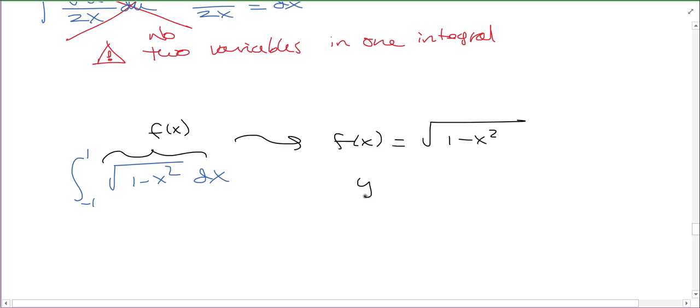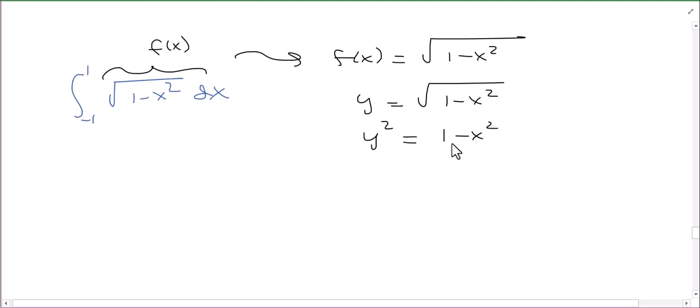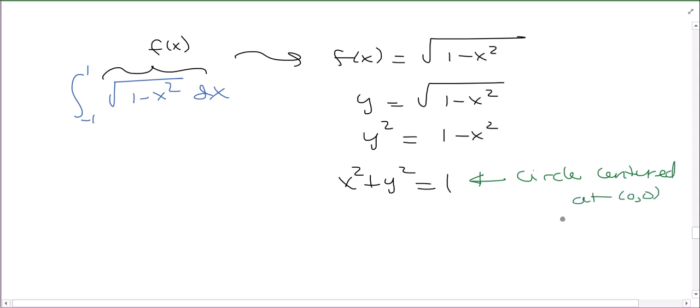But f of x is just a fancy name for y. Square both sides, and when you move the x squared over, I have x squared plus y squared equals 1. Do we recognize this? Yeah, this is a circle centered at the origin with radius 1. So when this is asking me for the integral from minus 1 to 1, this is the area along the x-axis of this function. So I'm essentially looking for the area between the circle and the x-axis.